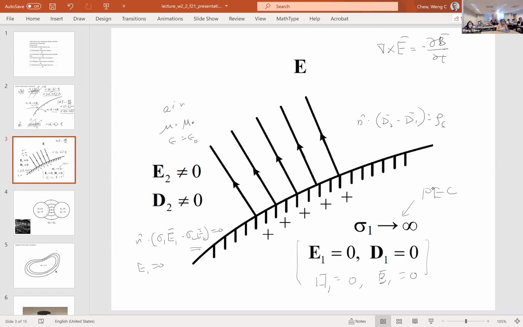And that is only possible if D1 is equal to 0. If you plug in here, you get epsilon 2 E2 is equal to rho sub s. So the normal component of the electric field in the air region must be non-zero in order for these two boundary conditions to balance out and to make sense. So the electric field will look something like that.